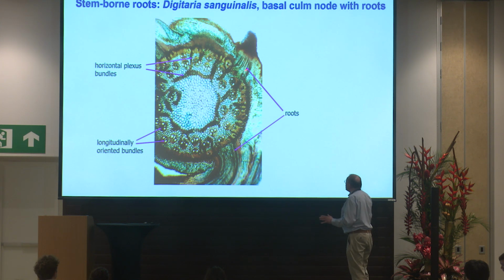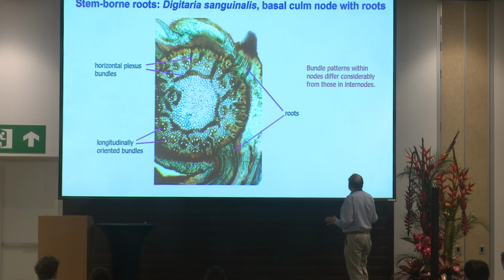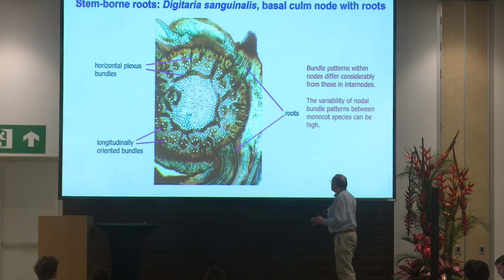And these roots find connection with the plexus of the node. So bundle patterns within nodes differ considerably from those in internodes. The variability of nodal bundle patterns between monocot species can be high.